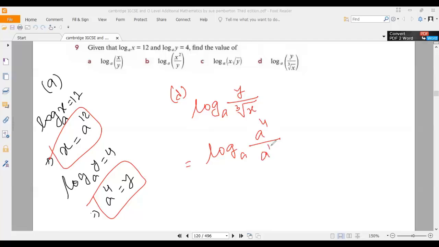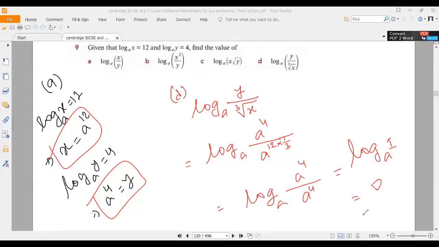So a to the power 12, and cube root represents 1 by 3. Cube root means the power will be multiplied by 1 by 3. So log base a of a to the power 4, and 12 by 3 also 4. So a to the power 4. A to the power 4 by a to the power 4, that is 1. So we can write log base a of 1. Log base a of 1 will be 0. And that is the solution of 9D.